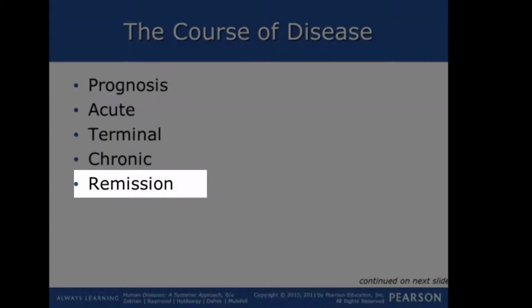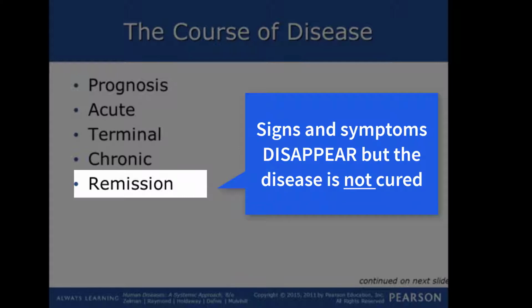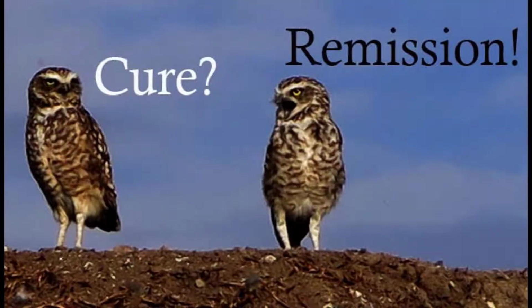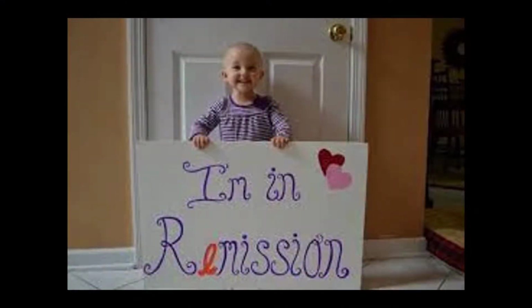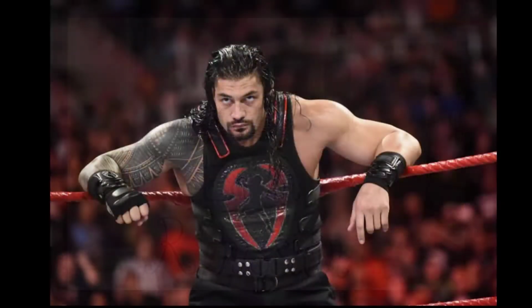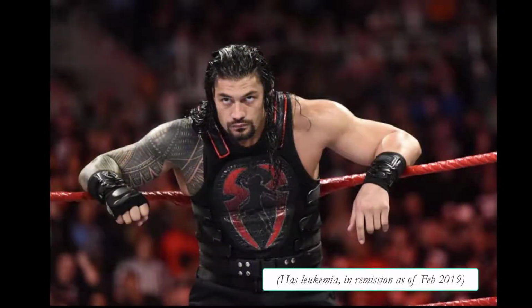Remission, a disease that has gone into remission, is a period of time where the signs and symptoms of the disease disappear, but the disease is not considered cured. All the signs and symptoms are gone, but the disease markers are still present. So the disease can actually come back. It can reappear after several days, months, or years. Some diseases like leukemia can go into remission, but the person is not said to be cured because it can come back.